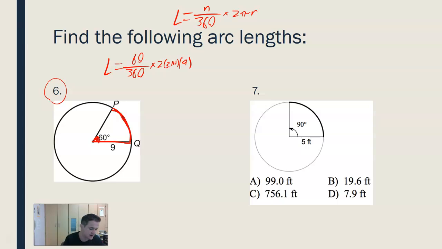So 60 divided by 360 is 0.167, or 1/6. I'm taking up 1/6 of the outside of this circle, times 2 times 3.14 times 9. So we'll go ahead and type that in my calculator. 0.167 times 2 times 3.14 times 9. That gives me 9.44.